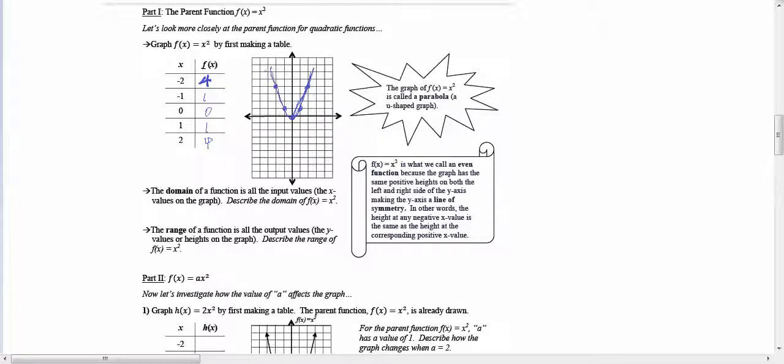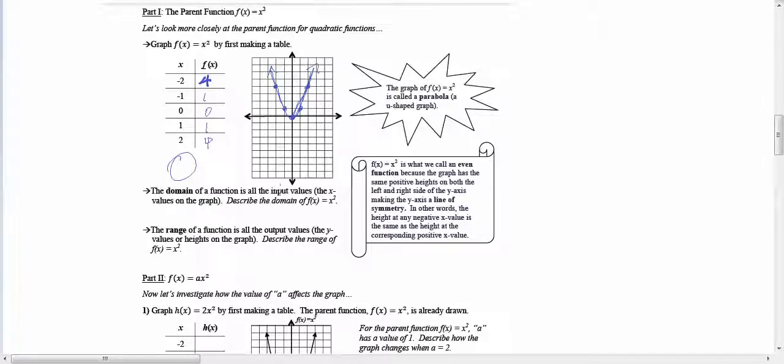Let's talk about the domain and the range. I talked to you about domain and range when we were talking about lines, but this time we're talking about parabolas. The domain in this case is what are the values of x that are allowed, and in this case, x can be any number. If you give me any number for x, I'll give you the corresponding y.